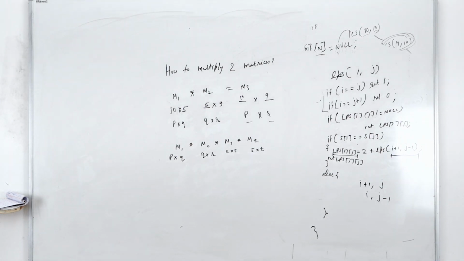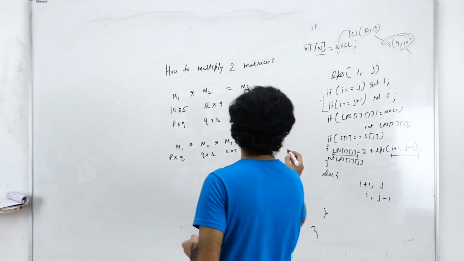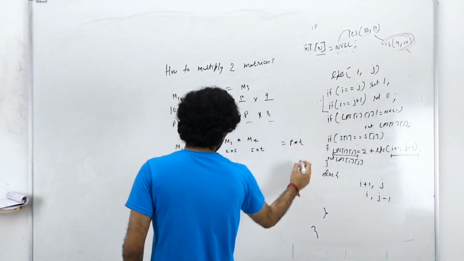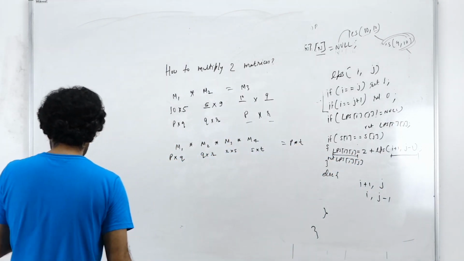What will be the result of their continuous product? It will be P into T, right? Yeah. So I think all of you are very, very clear with how matrices are multiplied. Cool. Let me ask you one question.